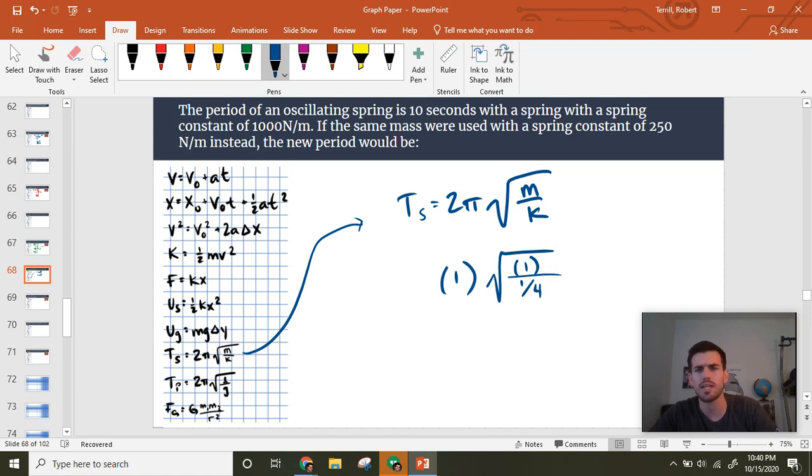All right, here's where algebra gets a little bit tricky. A 1/4 in the denominator would be the same thing as a 4 in the numerator. So then we're just changing the right side by a factor of 2.